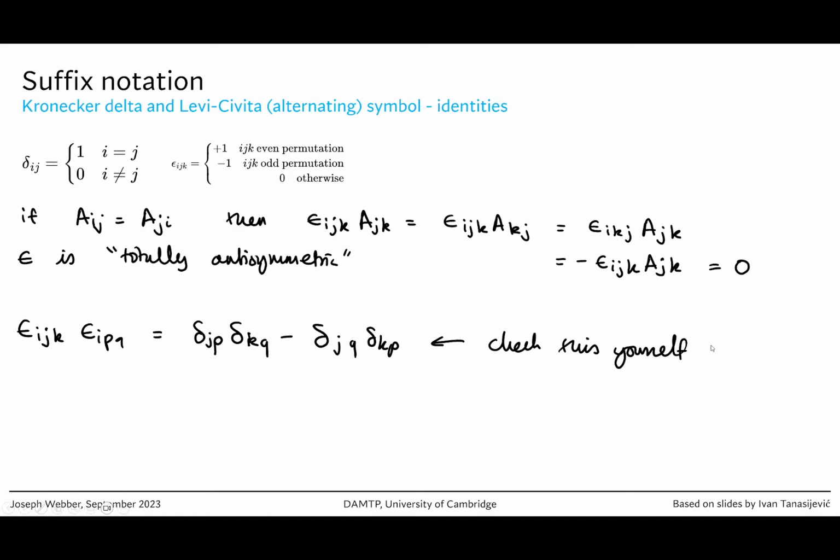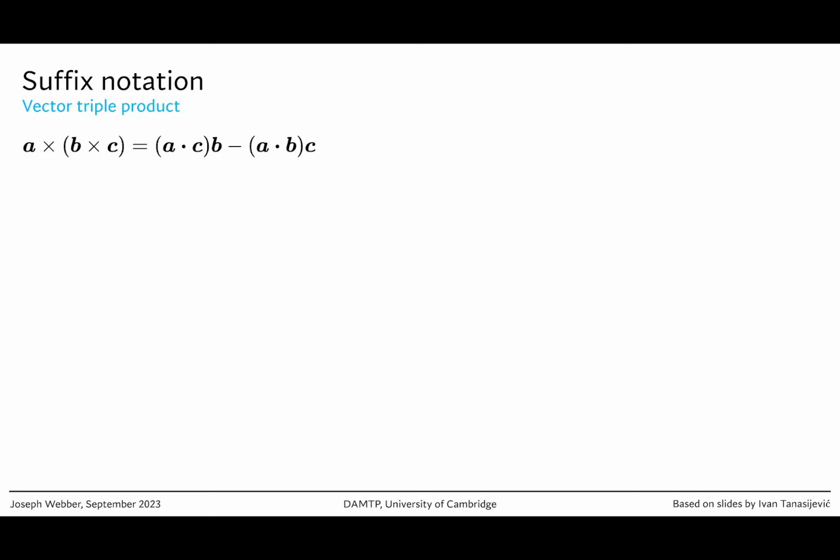Right, should we actually solve some proper problems with these? If I've lost you at any point here, hopefully things become a little bit clearer when we apply it to some real life situations. So the first thing we're going to do is prove the vector triple product identity.